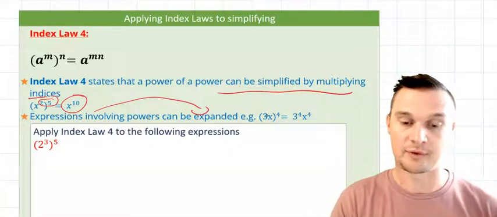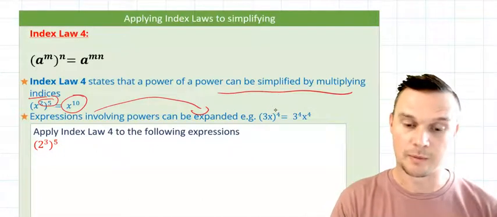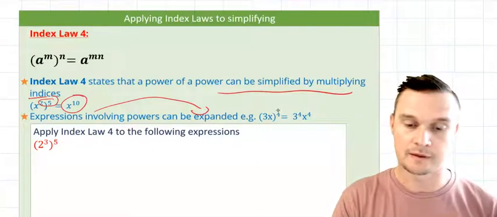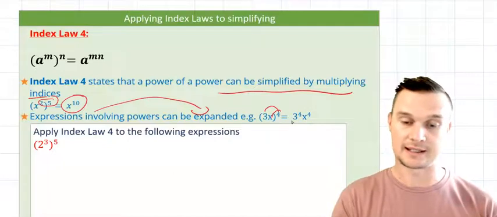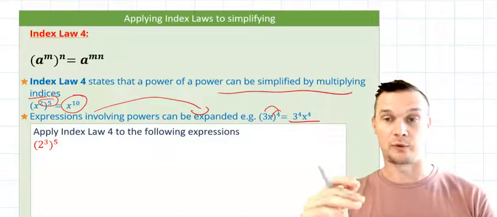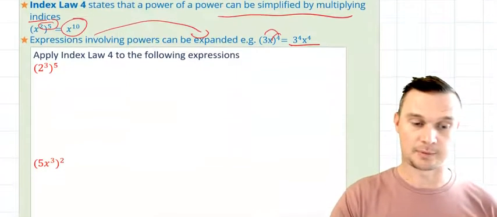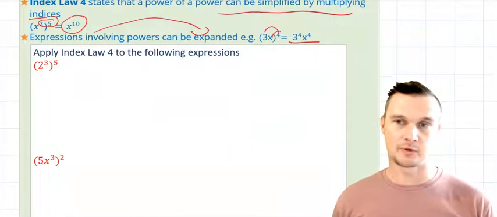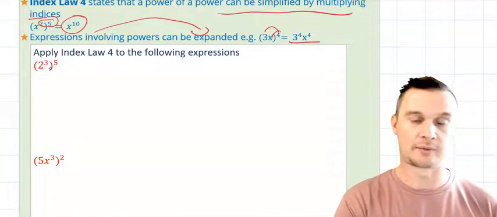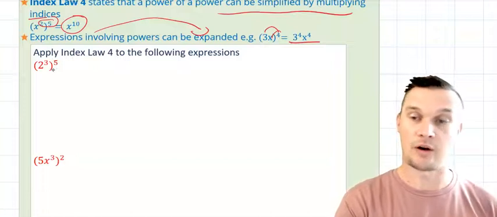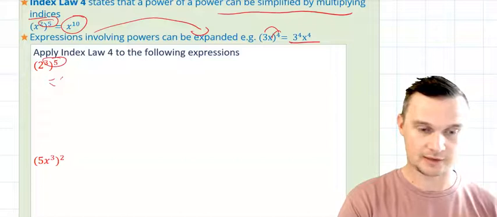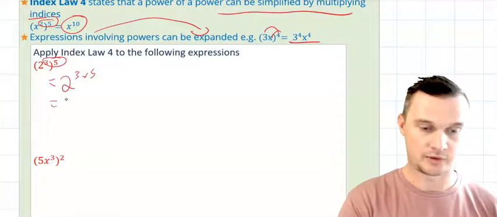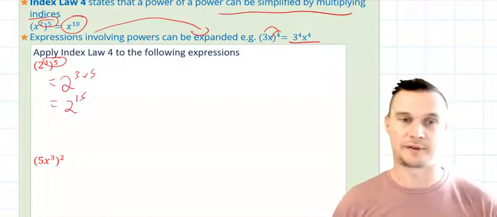So when we have 3x in brackets to the power of 4, we're basically applying our distributive law. So the power of 4 is applied to both of those in there, and that gets expanded to 3 to the power of 4 times x to the power of 4. Now let's apply that quite simply in these next examples. We have 2 to the power of 3 multiplied by the power of 5. So again, we're just applying the law here. So that makes 2 to the power of 3 times 5, which equals 2 to the power of 15.